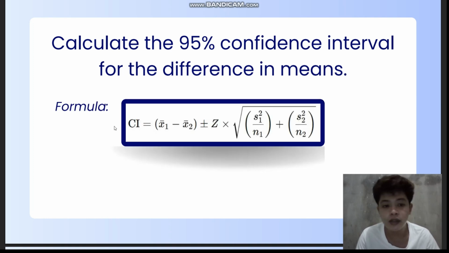Using this formula, the confidence interval is equal to the quantity of x bar sub 1 minus x bar sub 2, plus or minus the z multiplied by the square root of the quantity of s sub 1 squared over n sub 1, plus the quantity of s sub 2 squared over n sub 2.